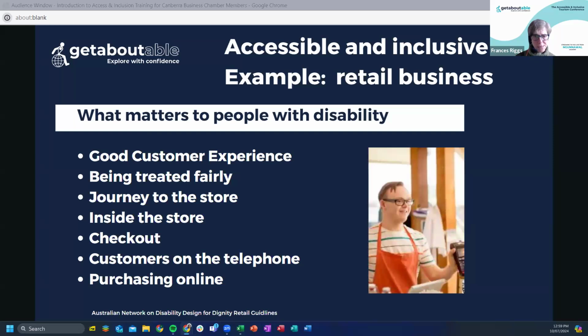So Melinda, you've written as a comment, you're interested to know, do these criteria differ from the priorities of people without disability in the retail environment? Well, I think that's a really good point.